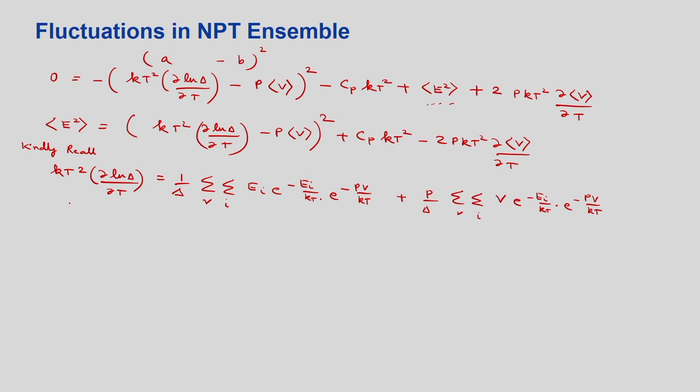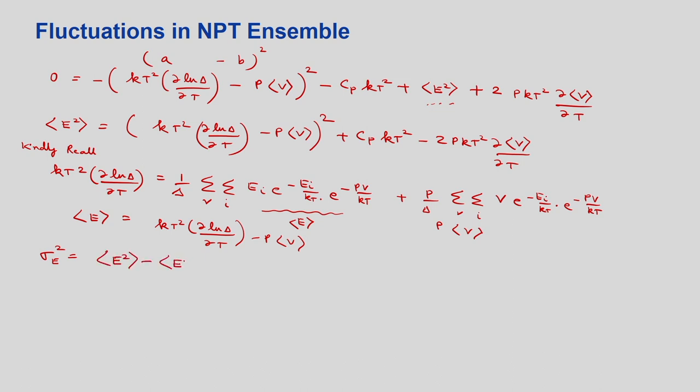And we also found out that this term is e bar, we have already known, and this is p into v bar. So, it means that e bar equals kT square dou ln delta by dou T minus p v bar. This is the expression. So, coming back to our standard deviation, we wrote this expression as, now we have got both the expressions.